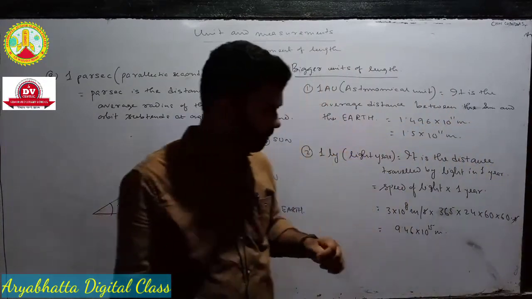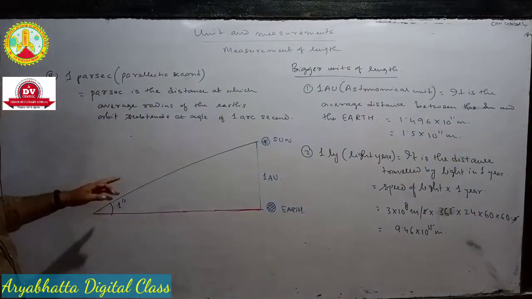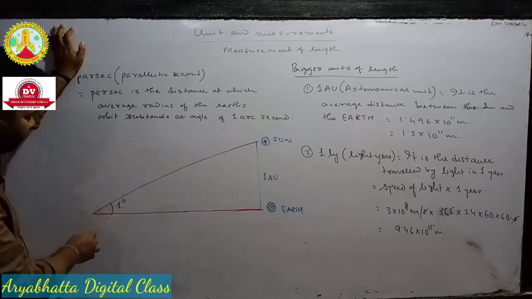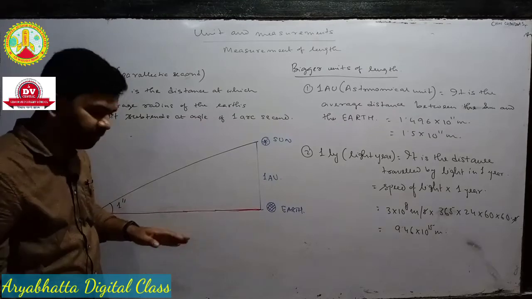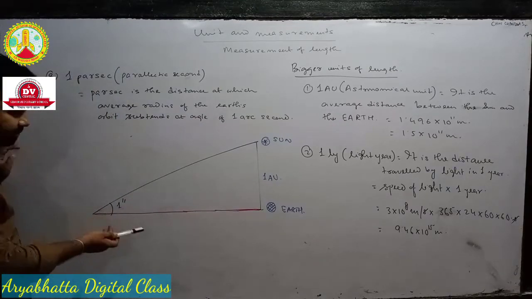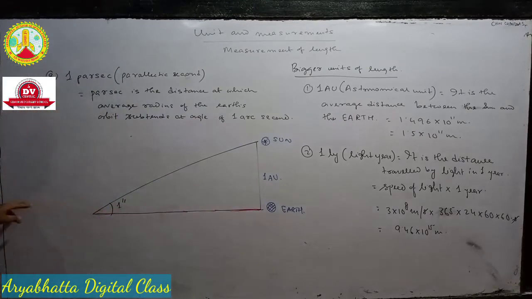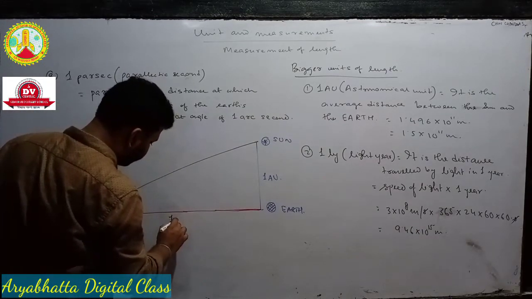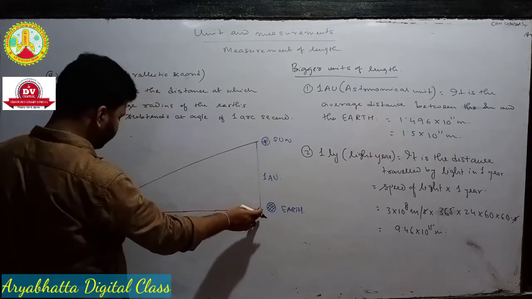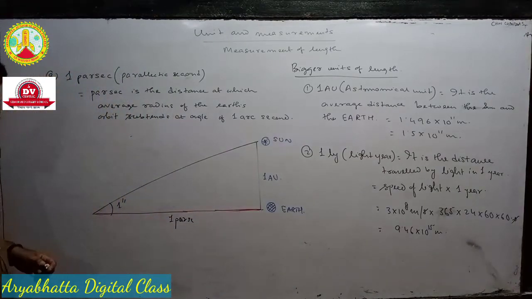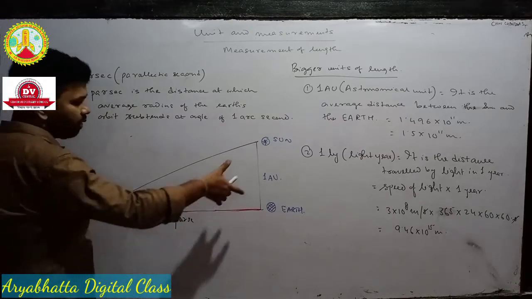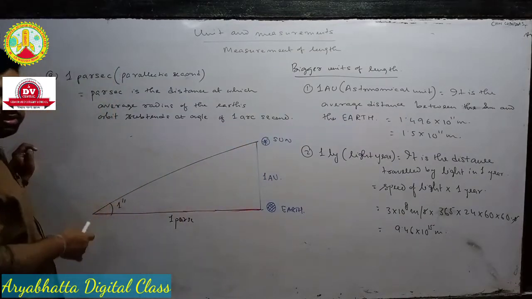So if this line makes an angle of 1 second here, then look, if you want to make this angle 1 second, how long should this line be? This distance is known as 1 parsec. So the red line has to go that far, so that 1 astronomical unit makes a 1 second angle.